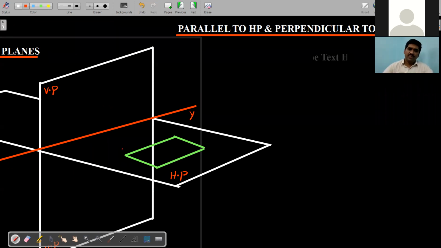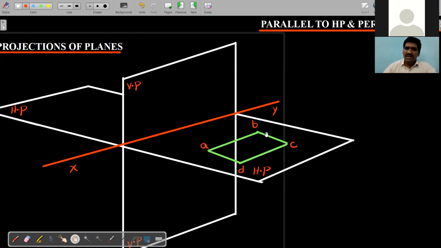Okay, so points A, B, C. This one is what? D. That is the case. Tell me, all of you, what is this position? Can I say it is completely lying in the HP or not? Okay, this is completely lying in the HP. It is on the HP, therefore it is parallel to the HP.